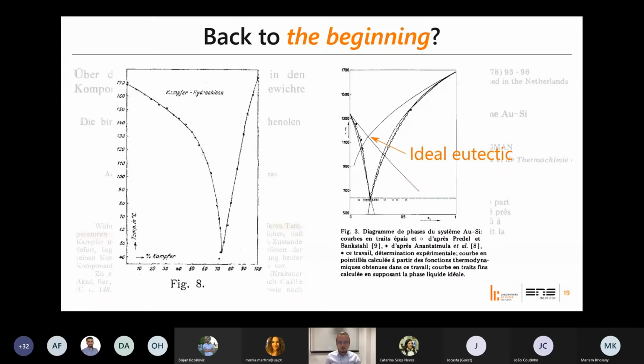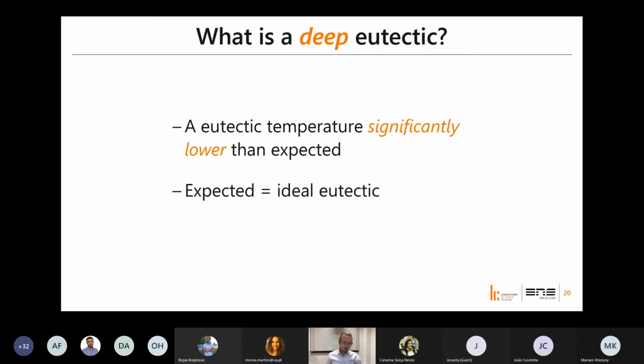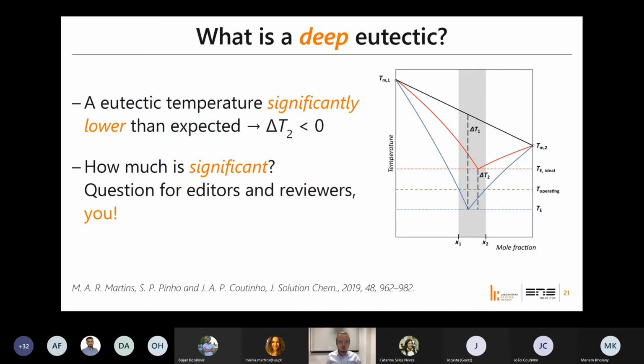And they do that with the phase diagram. And here they show also what you can expect if you have an ideal eutectic. So you can see that the real eutectic is much lower than the ideal eutectic. And that brings me to basically the definition that you already gave at the conference in Tours, and which was later on published in Solution Chemistry: that the eutectic temperature should be significantly lower than expected, and the expected is the ideal eutectic. And you can define it both in temperature and in ideality, but I like temperature better because it's something that you can directly measure. So the difference between the real and the ideal eutectic should be lower than 0.